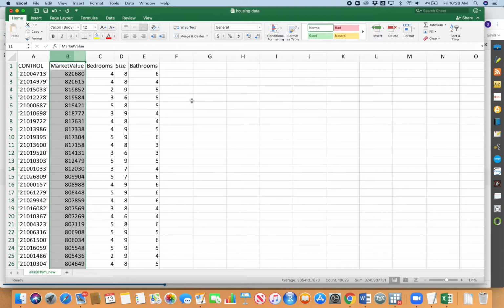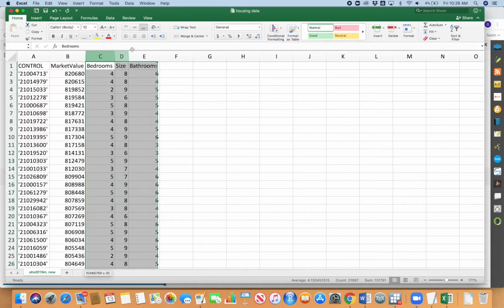of house price. And we have three independent variables that we're going to take a look at: bedrooms, size, and bathrooms. So bedrooms, that's just the number of bedrooms. Bathrooms is just the number of bathrooms.